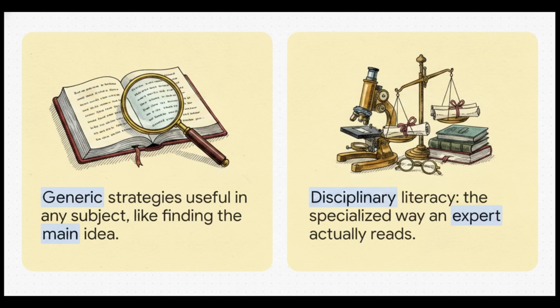And this brings us to a massive distinction. On one hand, we have generic content area literacy. These are your everyday strategies useful in any subject, like finding the main idea of a paragraph. But as subjects get harder, generic strategies just aren't enough anymore. We actually need disciplinary literacy. This is the specialized way an expert actually reads. It is the difference between just reading a historical document for some basic facts and reading it the way a historian does, weighing the source, looking for bias, and really questioning the author's intent.